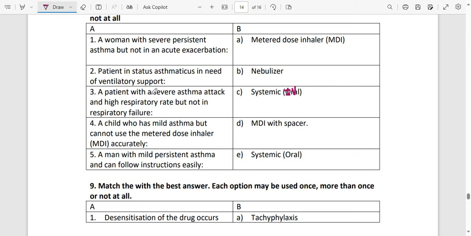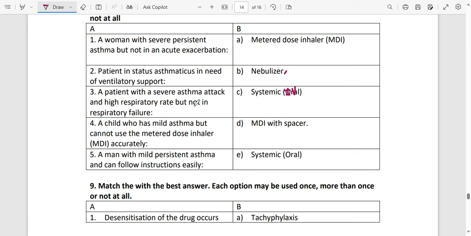And then number three, a patient with severe asthma attack and high respiratory rate but not in respiratory failure. Which method do you think we can give them? There is severe asthma attack, high respiratory rate, but there is no failure of the respiratory system. So you can give using a nebulizer.